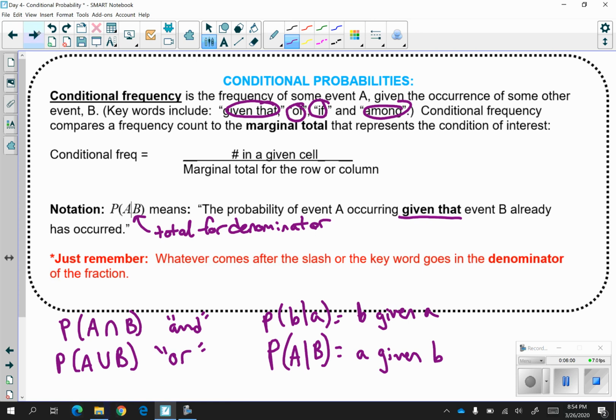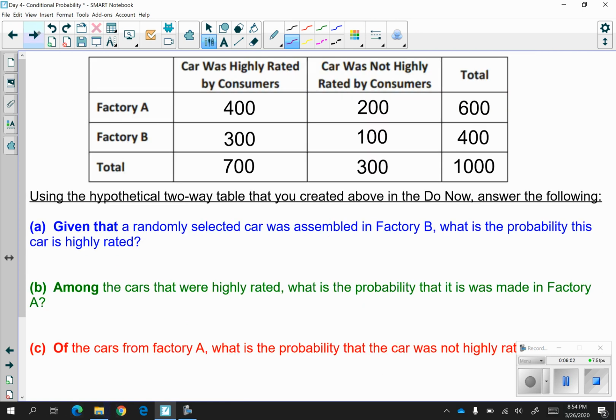Let's actually try a problem with it. So I'm going back to your do now, because this was the table that we created in the do now, and we're going to answer some probability questions about it. What I like to do is circle the keywords and then highlight or underline what comes after it, because that's what your condition is and that's what should be going in your denominator. So I see a keyword, given that. I'm going to circle it. Lets me know it's conditional.